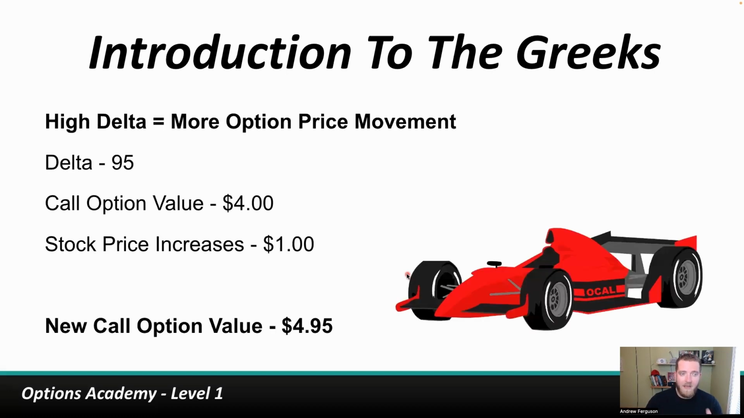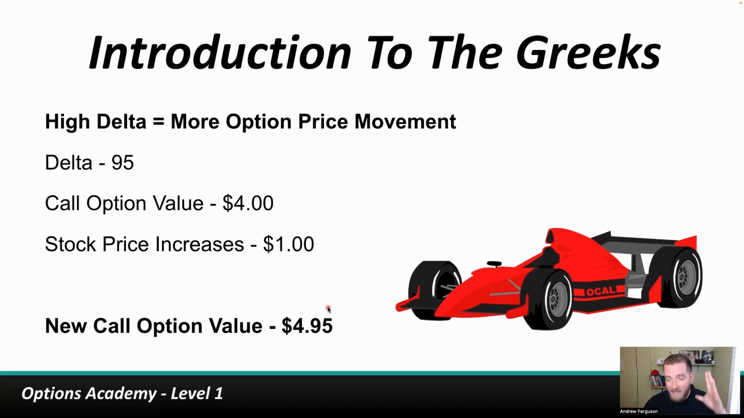Here's what we're talking about. Think of high delta as like a race car, okay? If your delta is 95 and your call option value when you're buying a call option is $4, if the stock price increases by $1, so every dollar it goes up, the option value that's $4 is going to increase by 95 cents. So our new call option value, if the stock price went up by $1, would be 4 plus $1 times 95 or 0.95. That's the math there. And you get a total value of 4.95. You just add those two together.